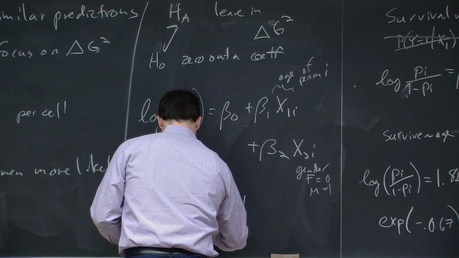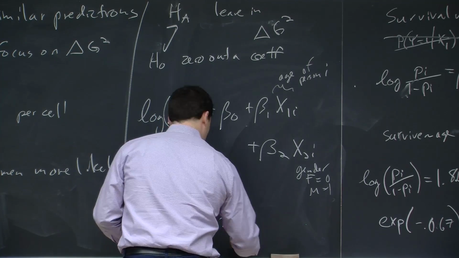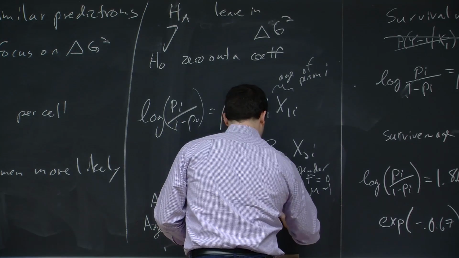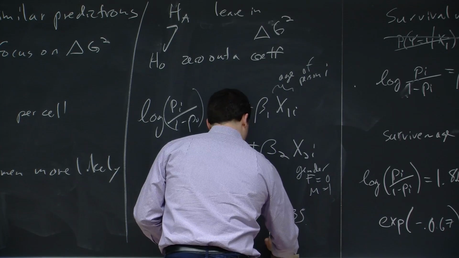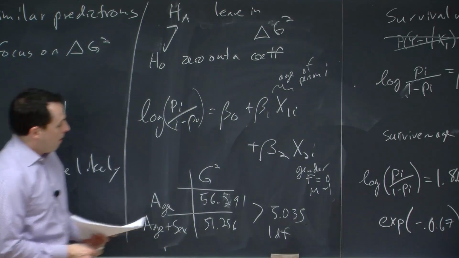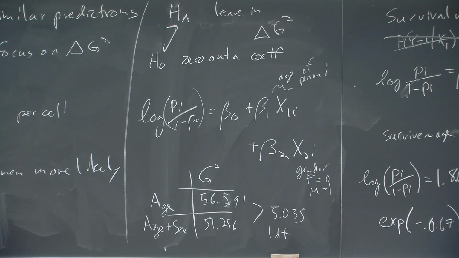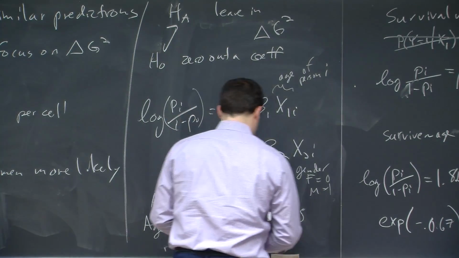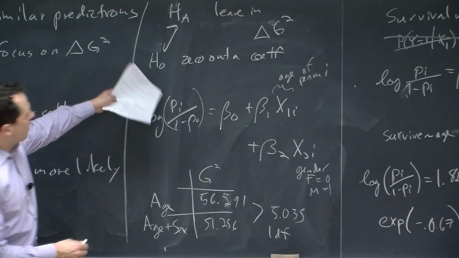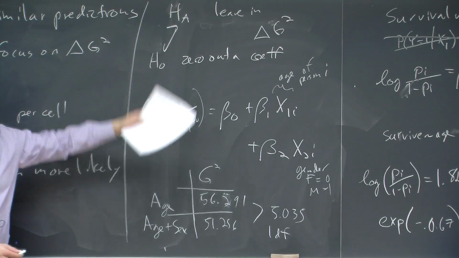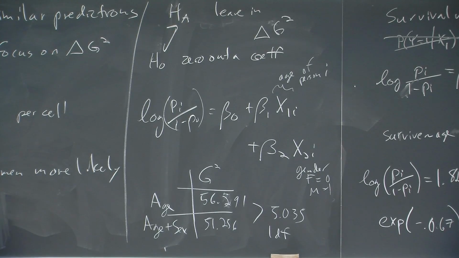29, 1, 51.256. So the difference is a little bit more than 5 with 1 degree of freedom. And that's enough to reject the null hypothesis and say that the gain in fit, when we go from not accounting for gender to accounting for gender, is significant. So even after accounting for age, the effect of gender is significant.